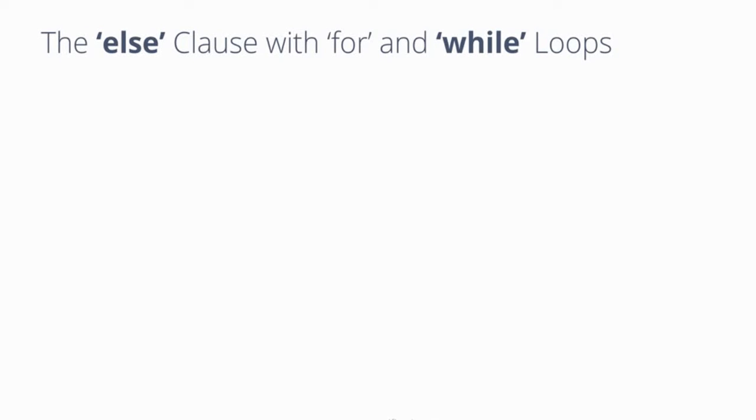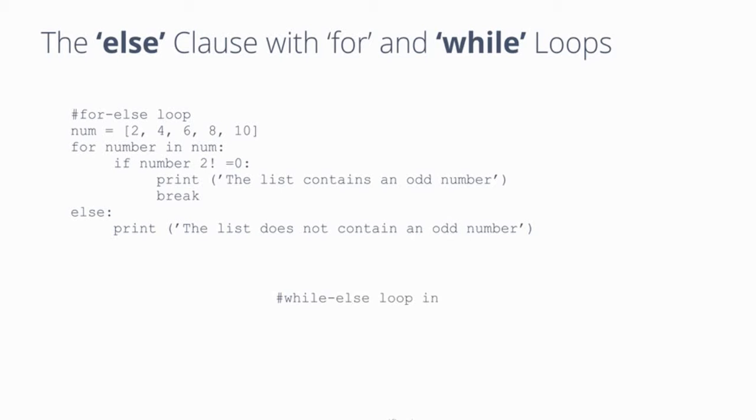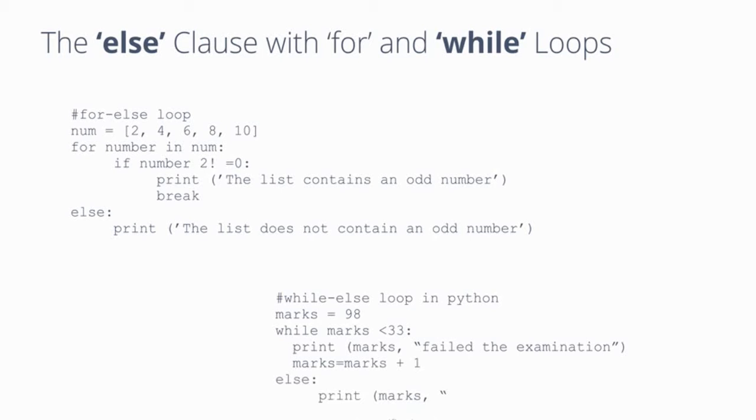Unlike C, Python supports the use of the else statement with for and while loops. When the else statement is used with a for loop, the execution of the else block occurs after the loop iterates the list completely and terminates it. Whereas, when the else statement is used with a while loop, the else statement gets executed when the condition becomes false.